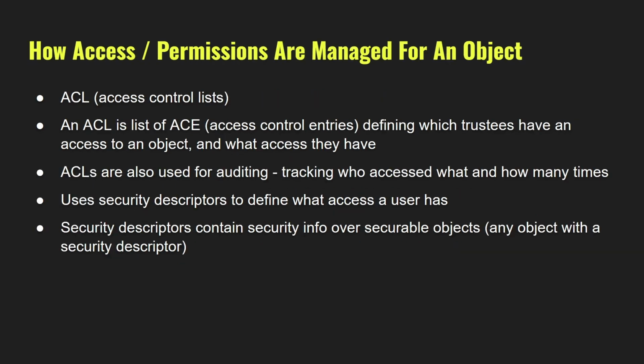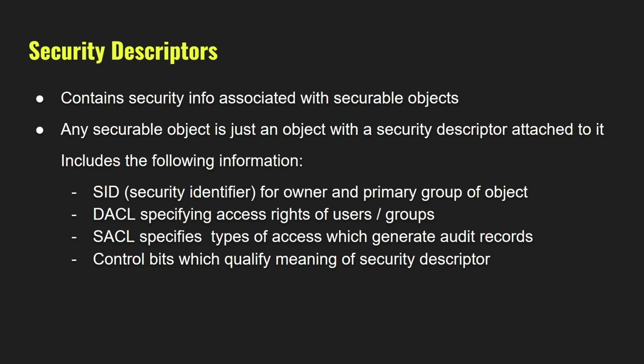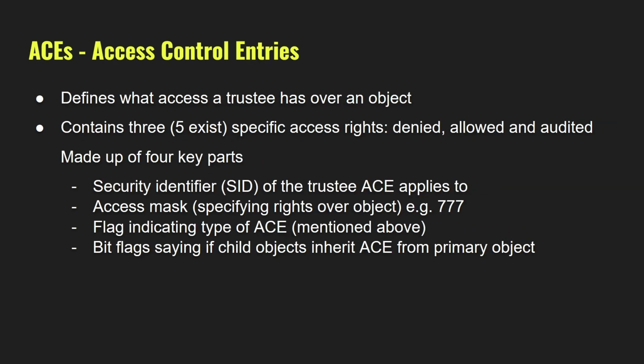So as I said there, the ACL is used for auditing and access control. These two things here, the DACL and the SACL lists, will specify different things. Your DACL is for what access people and groups have, and your SACL is specifying what auditing capabilities are to be performed on this object. Basically, if there's no entry in your SACL, no auditing will be done.